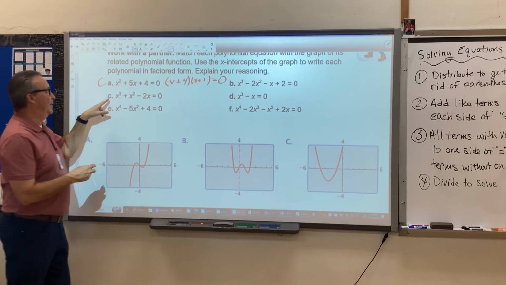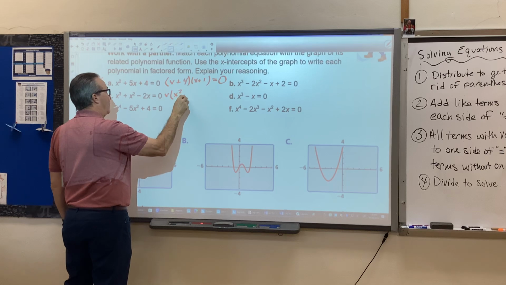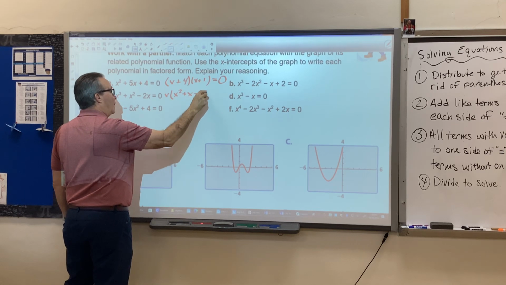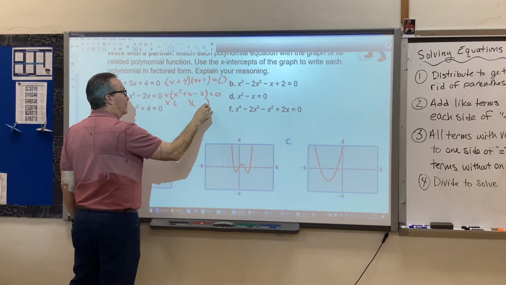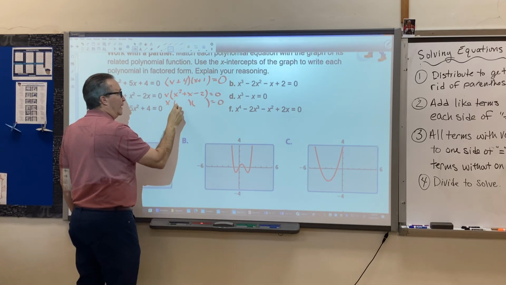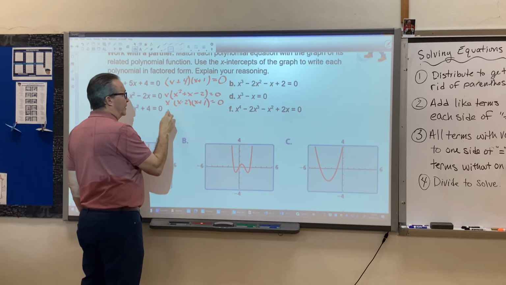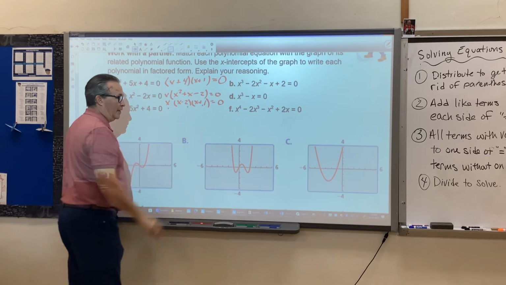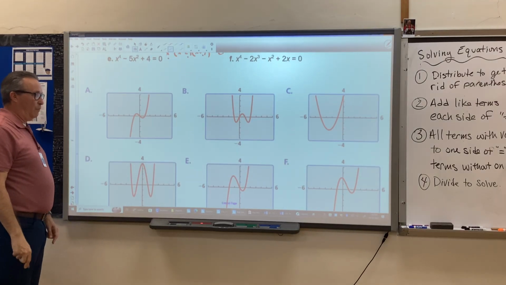Got it? Like this problem, we can factor an x out. And this factors, are there two numbers that multiply to -2 and subtract to 1? Yeah, x minus 2, x plus 1. The zeros are 0, positive 2, and negative 1.